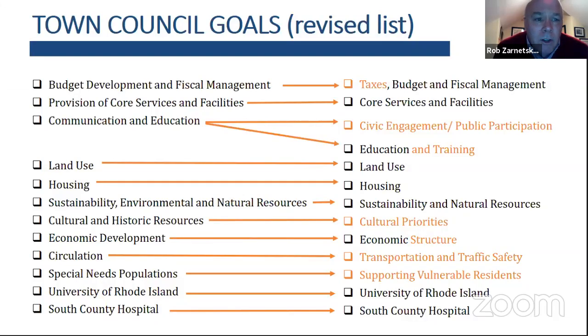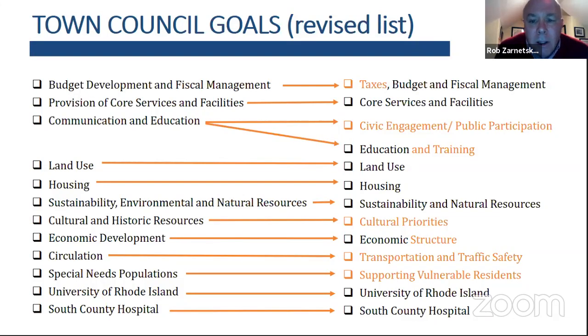But I would suggest that we need to have something in the budget and fiscal management that also speaks to taxes. This is what matters to people more than anything else. They don't really care what accounting standard or what accounting practice we engage in. They do care about what the bottom line is for them. So I think that the category needs to state expressly that budget and finance are related to the bottom line for individual taxpayers. Provision of core services, I've just truncated to core services and facilities.